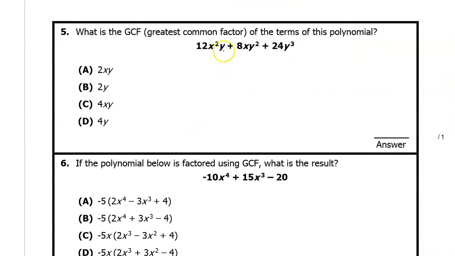Okay, greatest common factor. So we need to look through this polynomial and look for the greatest number and the greatest variable that will divide evenly into every term. So let's start with the numerical part. 12, 8, and 24. What numbers will divide evenly into all of those? For example, all of these are divisible by 2. So that is a candidate. Is there a bigger number that will divide into all of these?